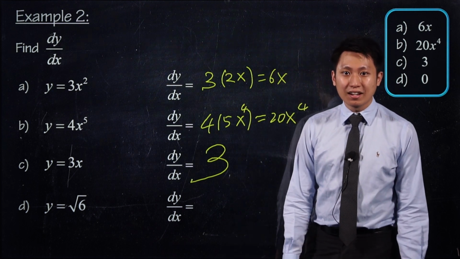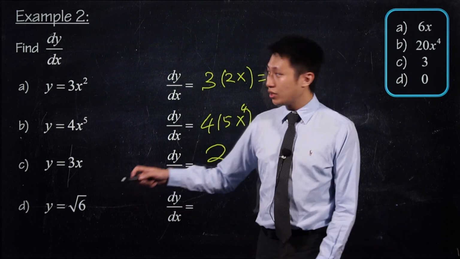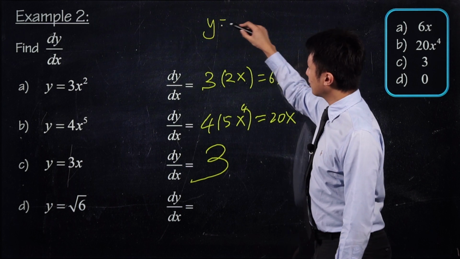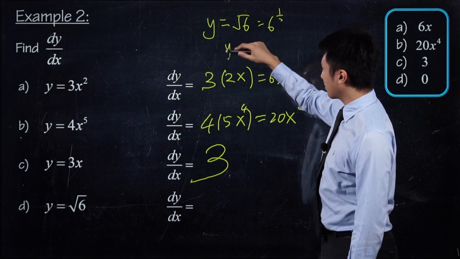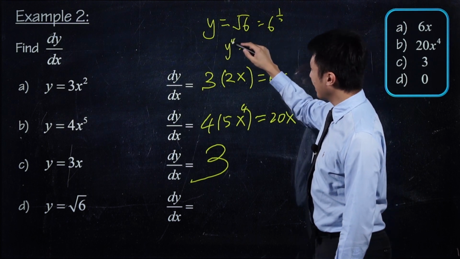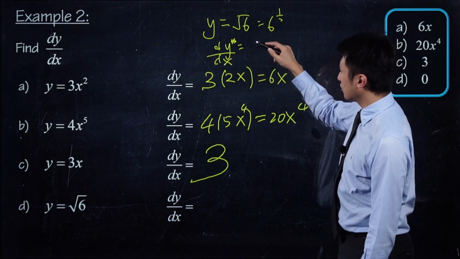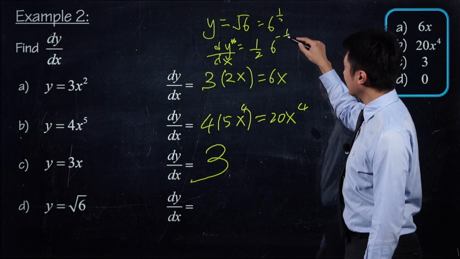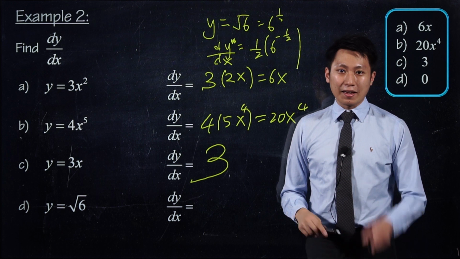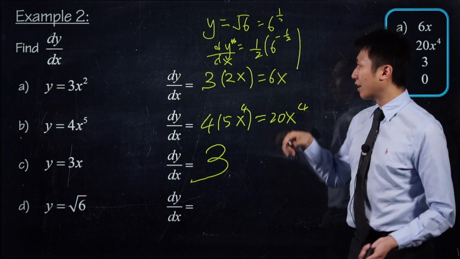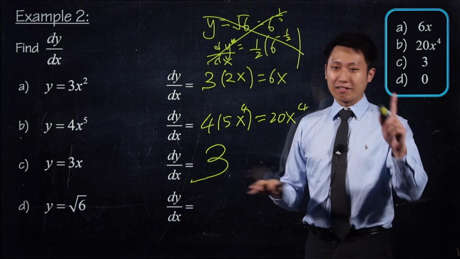What's the answer? Can you get the answer immediately? Yes, you can. Okay, you don't have to do this. Y equals square root 6 is equal to 6 to the power 1 over 2. Then y prime is equal to, I mean dy dx. Okay, I don't write y prime because you are not used to it. Dy dx is equal to 1 over 2, 6 to the power negative 1 over 2. Is it correct? Okay, no, it's not correct. If you want to think about this one, you can also think about why this is wrong. Okay, later on I'll tell you how to do it.